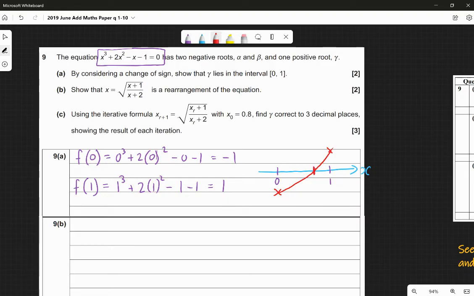So there is some value there between 0 and 1. I don't know quite where, and that is the value gamma. So that's what a sign change means. It means that we have a change in sign, from one being negative to the other being positive, which means that we've gone through 0 between them. So we just need to state that there is a change of sign. So I'm just going to write change in sign.